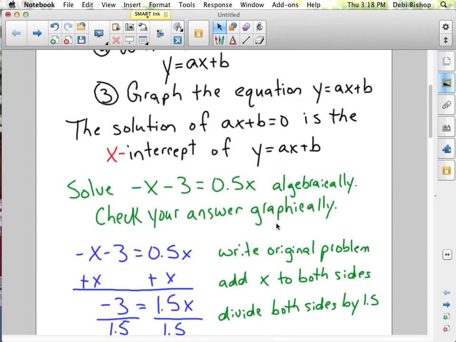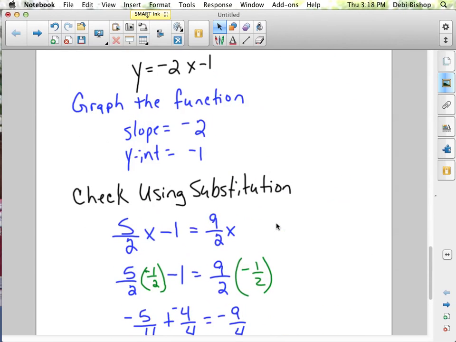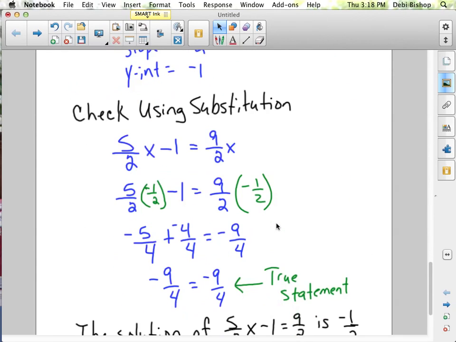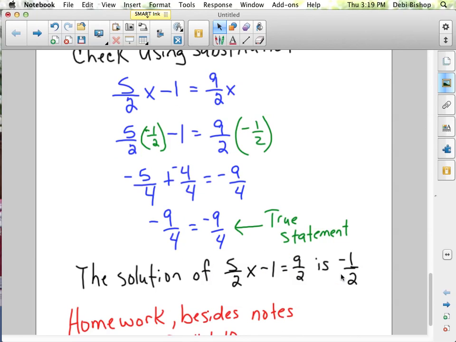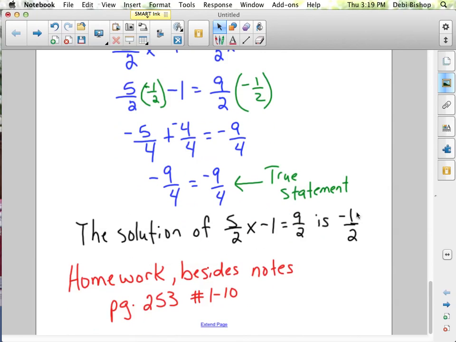So I would go back and check this. The way I'm going to check it is by substituting. Wherever I see x, I put in negative 1/2. So you can see negative 5/2 times negative 1/2 minus 1 equals 9/2 times negative 1/2. So negative 5/4 plus, and I change my negative 1 into a fraction so I can add them easily, negative 5/4 plus negative 4/4 equals negative 9/4. That is a true statement. So I know that my x-intercept is negative 1/2, and so that is the solution.